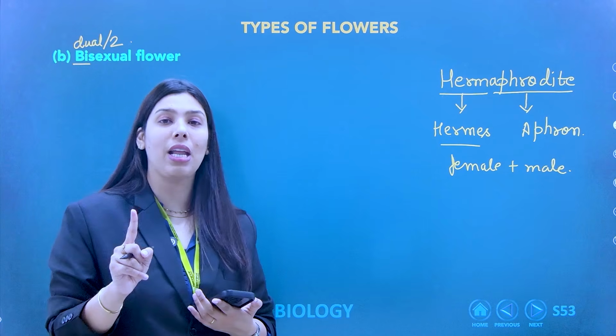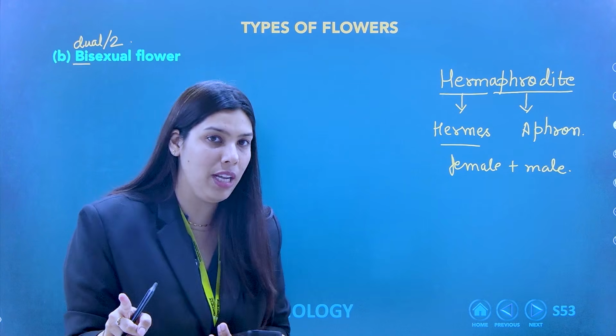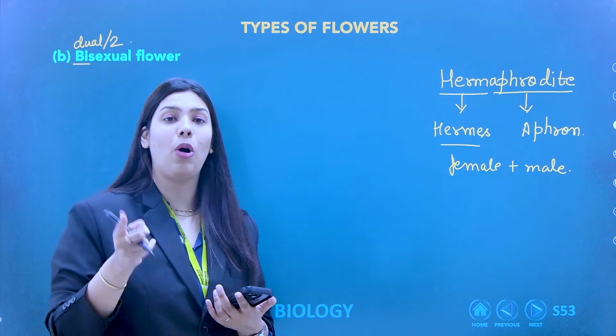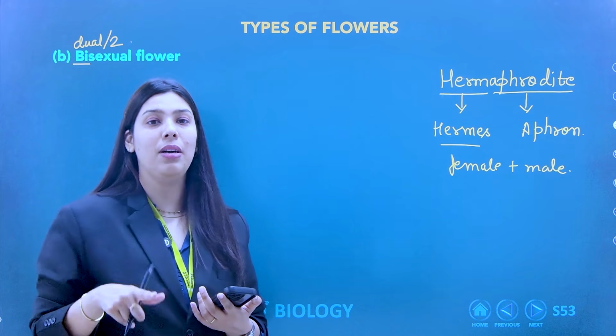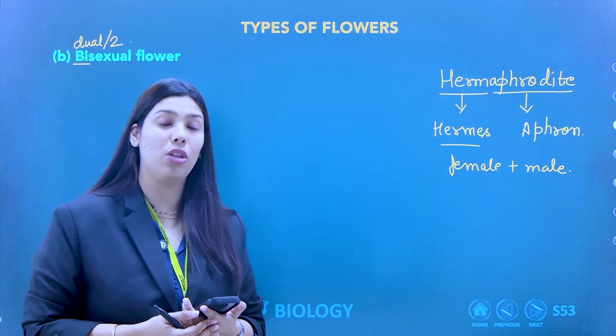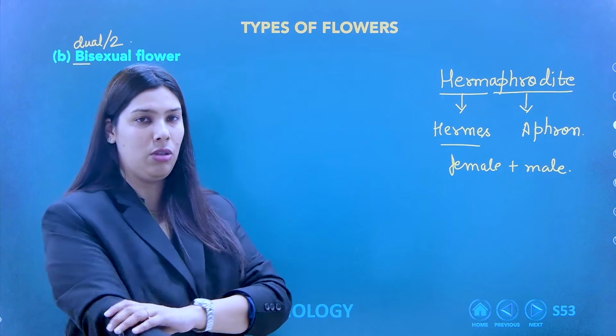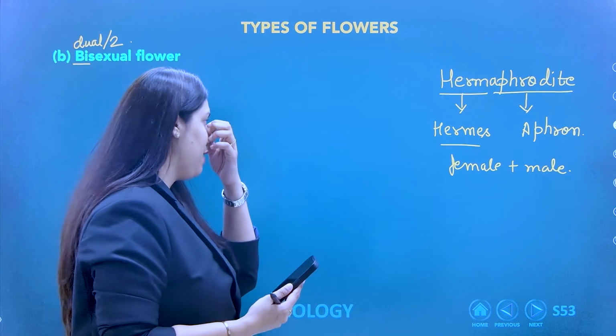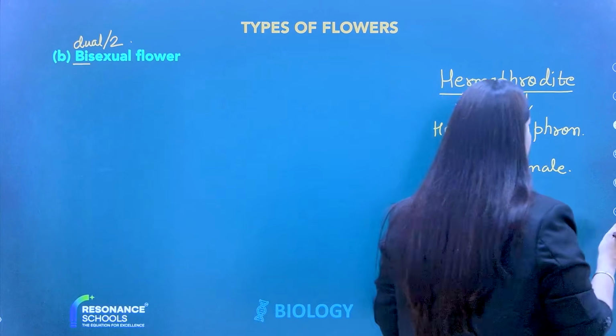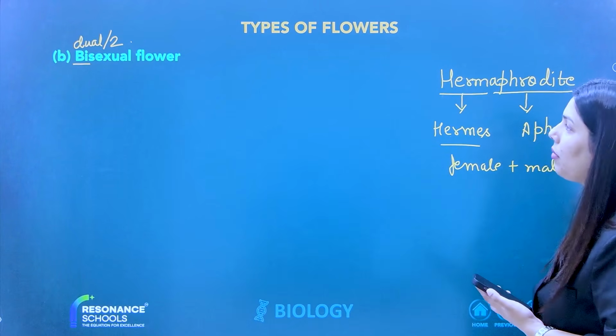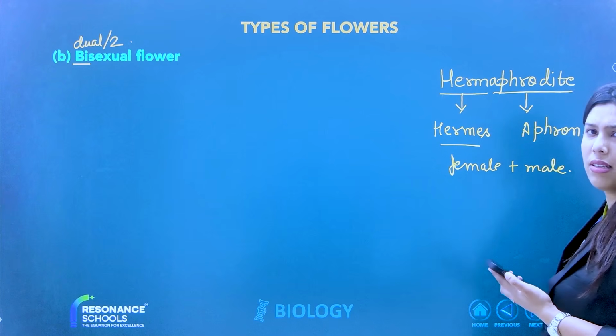Why did I say organism? Why did I not say only flower? Because I am talking about animals as well. An example is the earthworm. We will learn it later, but for now I am telling it to you for reference. So, bisexual flower, correct?